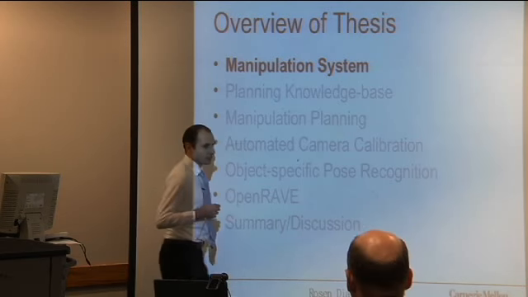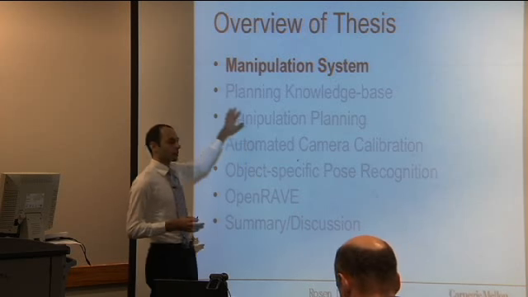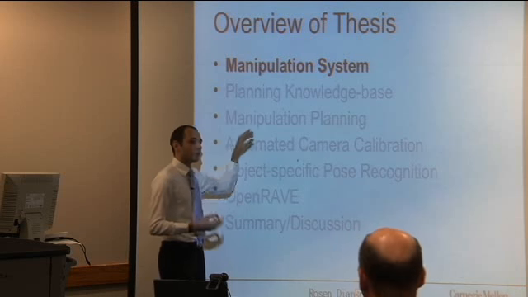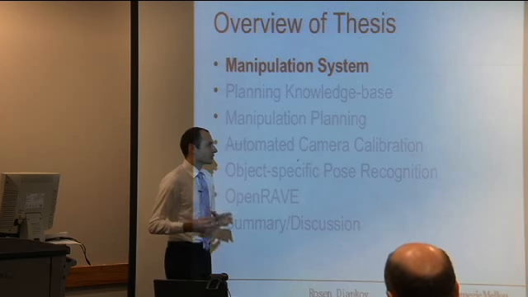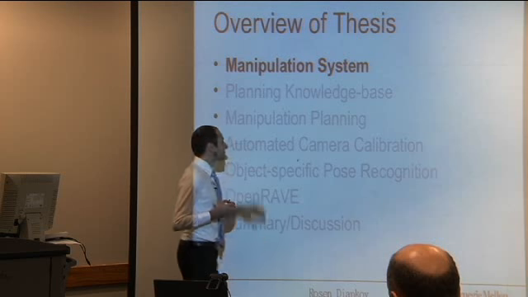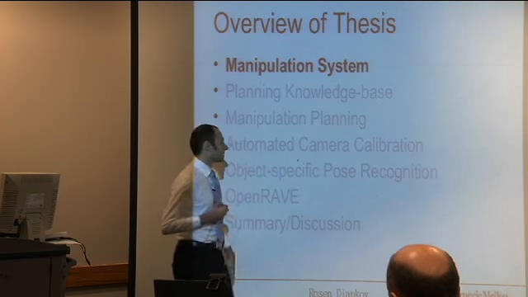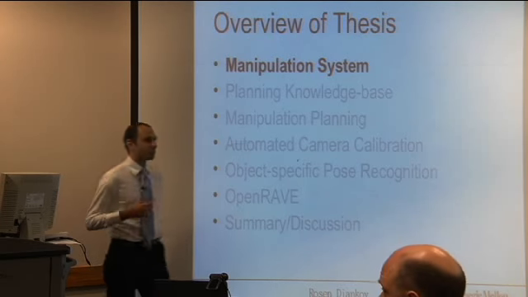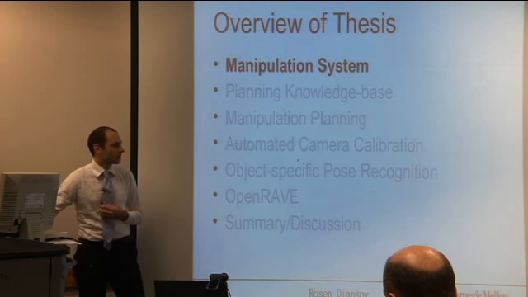So there are going to be 6 sections that I talk about here. I'm first going to start with the manipulation system, then talk about the offline planning knowledge base, then go into the manipulation planning, and then start explaining how important sensors are and how we should consider sensors in the planning process. This will lead into the automatic camera calibration algorithms, and then object recognition. And finally, I just want to say a few words about OpenRAVE, which is the enabling architecture for all these results.